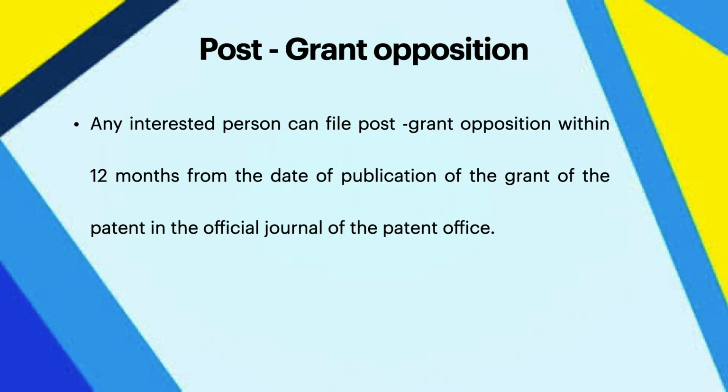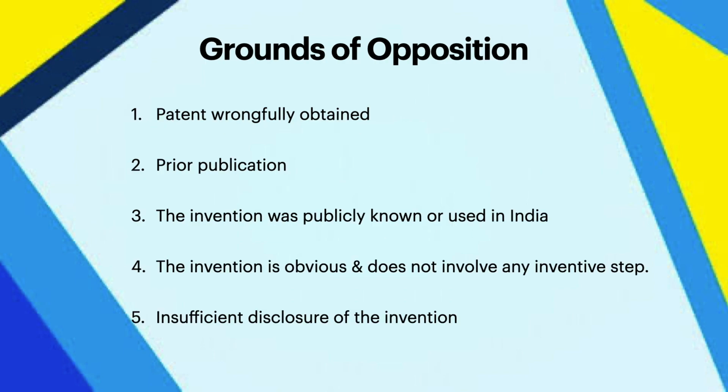Now let's look at the grounds of opposition. Number 1 is patent wrongfully obtained. That means if you have copied somebody else's patent, or copied somebody else's process of inventing without giving credit to the person who invented that particular process, then you have wrongfully obtained the patent. That can be one of the important grounds for anyone to oppose your invention.